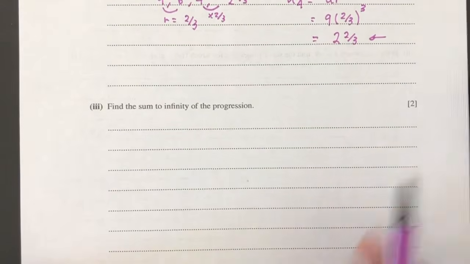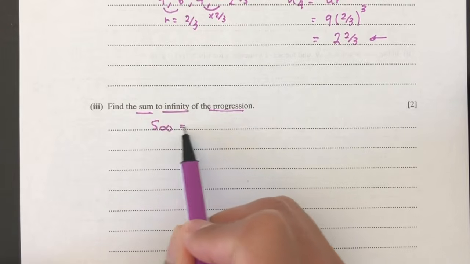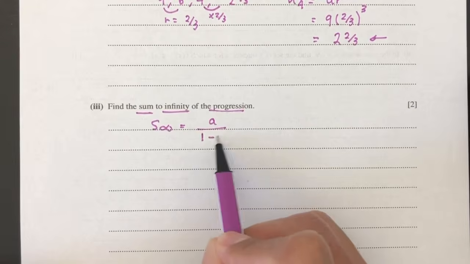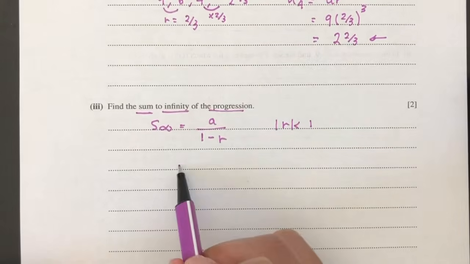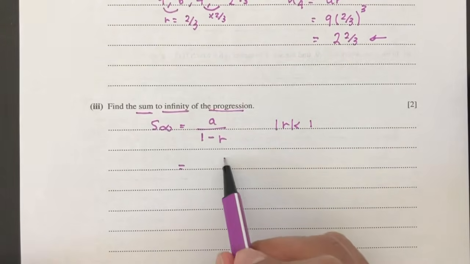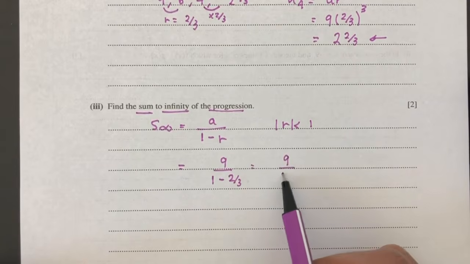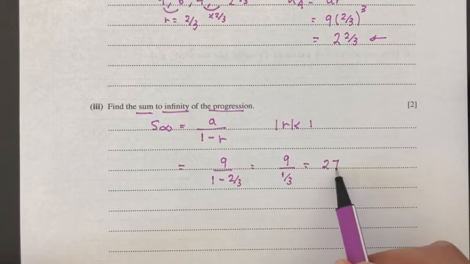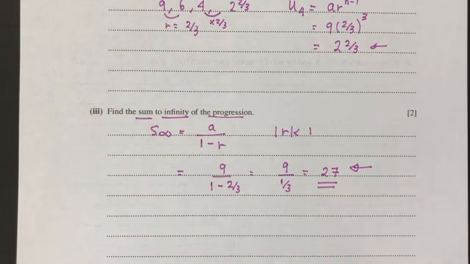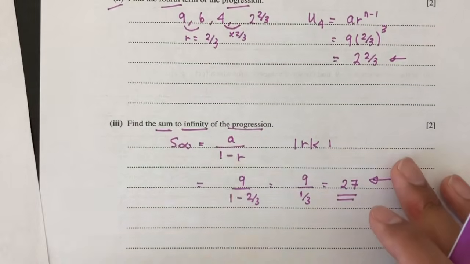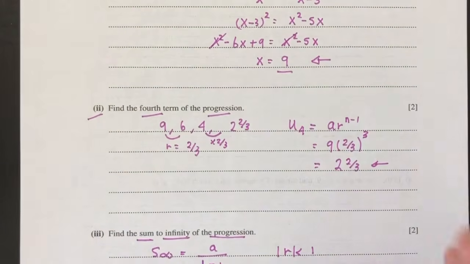And now part 3, find the sum to infinity of the progression. Sum to infinity is a over 1 minus r, because the magnitude of r is less than 1. So a is given to us as the first term, which is 9, over 1 minus r, which is 1 minus 2 over 3, which is 9 over 1 over 3, which is 27 for the value of the sum to infinity. And this is question number 8. This formula is also given to you, so you don't need to worry about that. Most of the formulas you need are given to you.